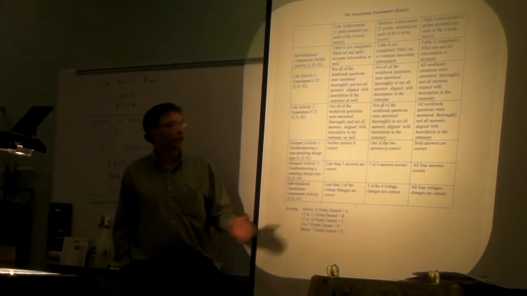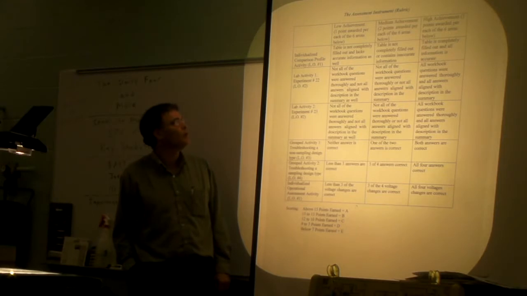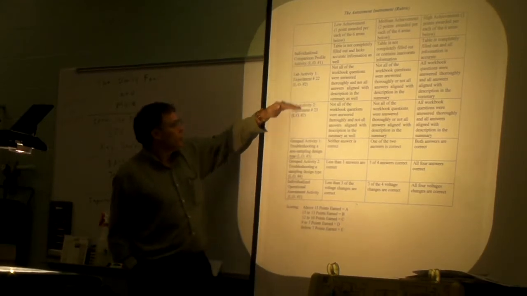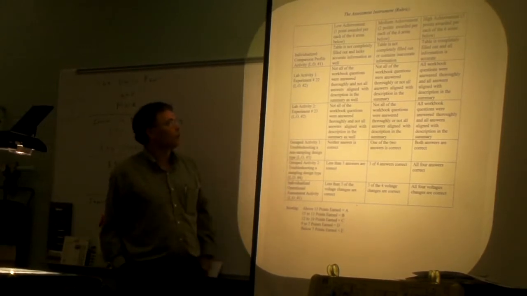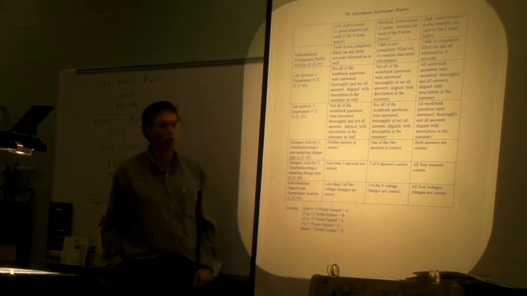You all just received a copy of this rubric, and this is how you'll be graded in this lesson. There are 3 columns, as you can see. The far right column is the high achievement column, the central column is the medium achievement column, and the column to the left is the low achievement column. There are 6 activities associated with this lesson, and each activity is associated with one or more of the learning outcomes that were presented previously.